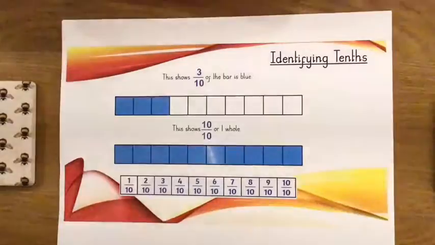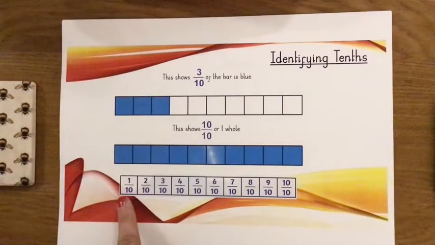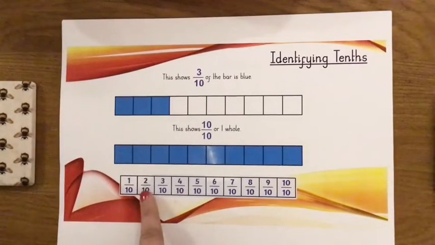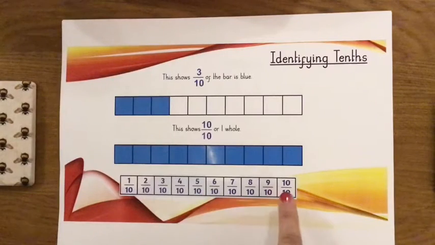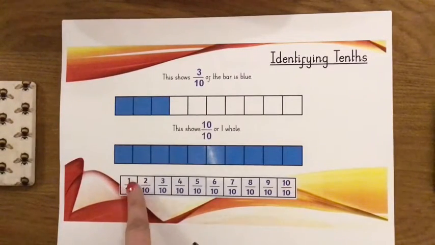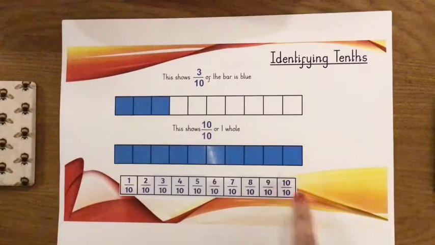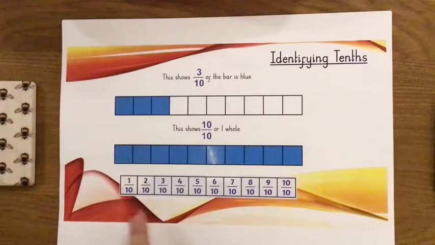When I look at tenths, I always start with 1/10 all the way up until I get to 10/10. And if you can remember, I've just said that 10/10 is the same as a whole. So my numerators go up by 1 every time if I was counting in tenths, but my denominator remains the same.